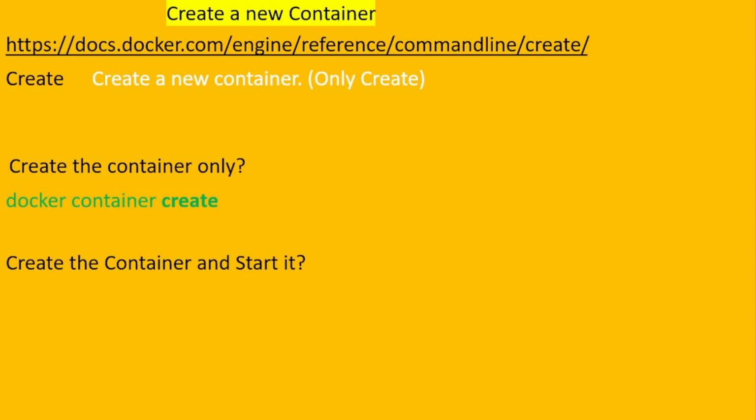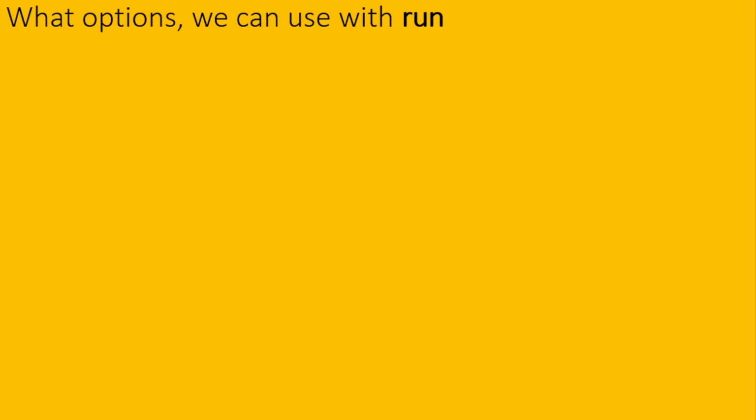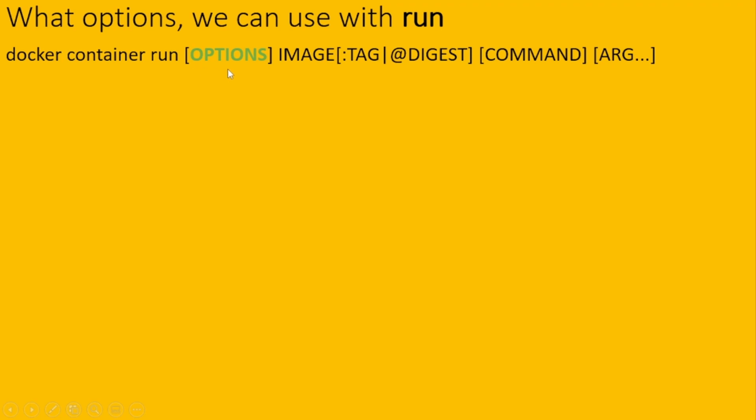If you want not only to create but also start the container, then you can use the run command. Further, if you want to execute a shell command after the container starts, then again we can use the docker run command. Obviously, other options also exist and I will cover them today. What options can we use with the run command? The run command has more power than the create command. So this is the reason people use run instead of the create command. So docker container run, then options, then image, and image I will cover at the end of today's video. So let's explore more options.